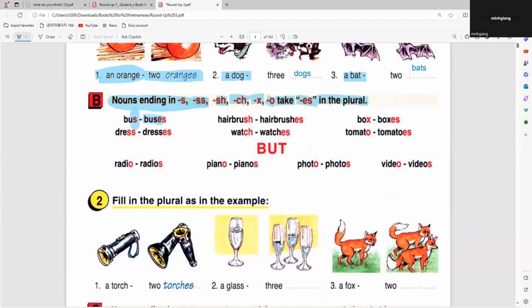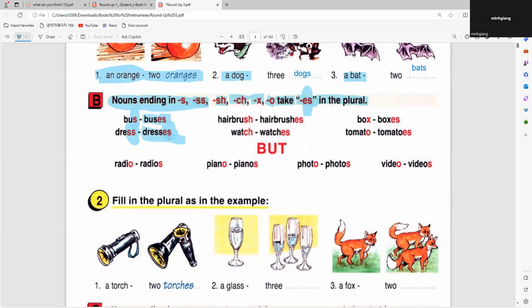You will just add ES, okay? We have now two letter S. This one is dress. What will you do if there are two letter S? You will add ES again. For example, dress, you will add ES, so that is dresses.